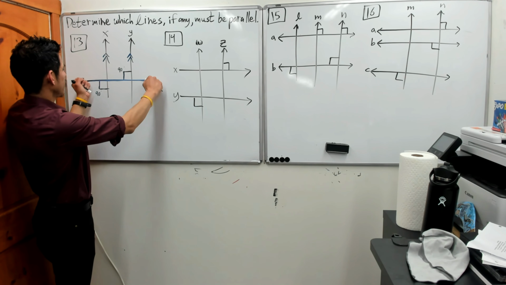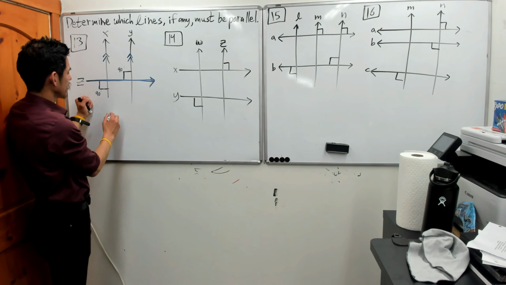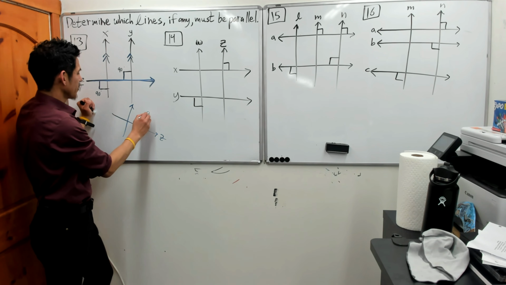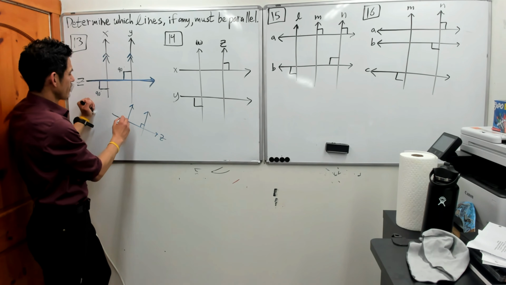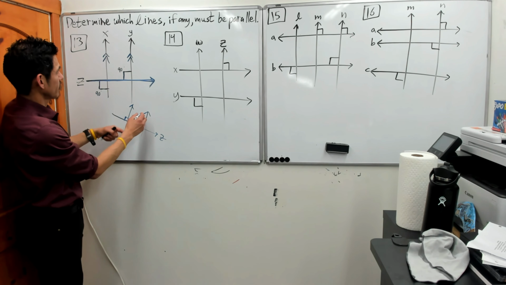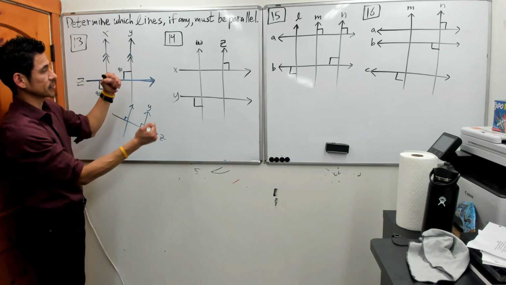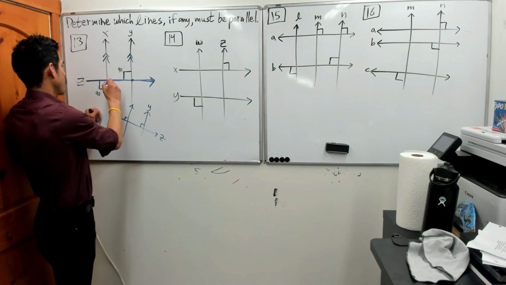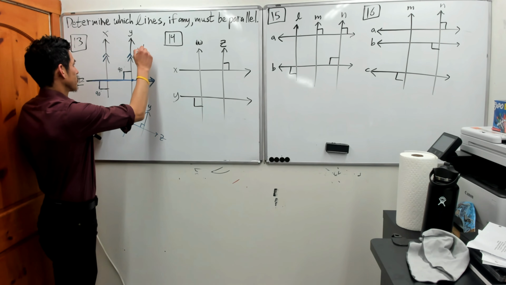Meaning that if I tilted Z like this, they would still be perpendicular to one another because they're both attached to it. I think of it as being attached. They're both attached here and here. So then X is parallel to Y in this one.